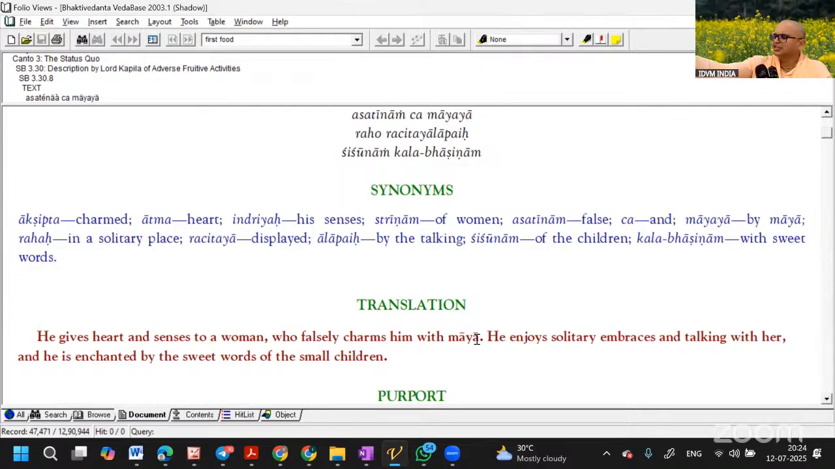He gives heart and senses to a woman who falsely charms him with Maya. Maya's beautiful creation is what? Woman for man, man for woman. It's a beautiful, attractive creation actually. This Jivatma can be nicely kept in illusion with this.